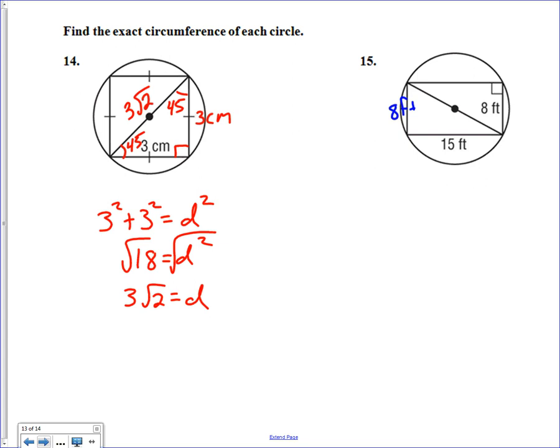We have 8 feet, so if any of you were wondering why we stopped at finding the diameter, because Mr. Poppy didn't read the directions, and that happens often enough. All right, we have 8 feet, we have 15 feet. We want to find the diameter. So again, the Pythagorean theorem, 8 squared plus 15 squared is the diameter squared. We have 64 and 225. So that is 289 is d squared. We want the square root of that.